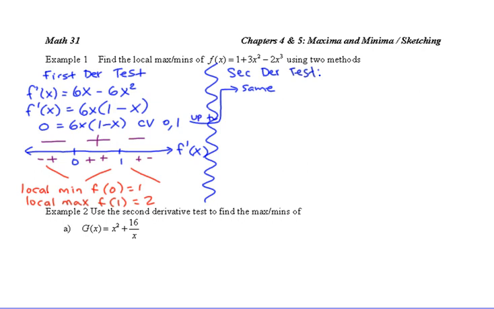Up to here is the same. So we still find our critical values. Now, the second step is different. After we know our critical values, we're going to sub them into our second derivative.